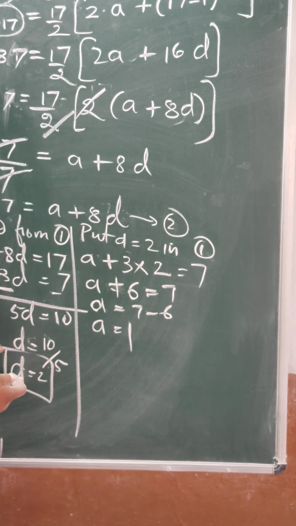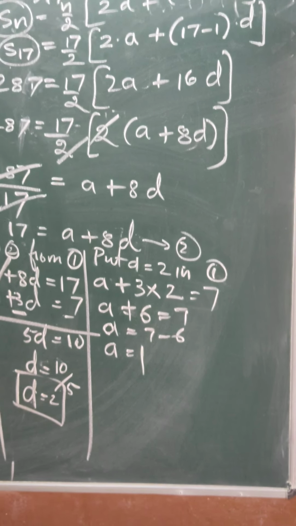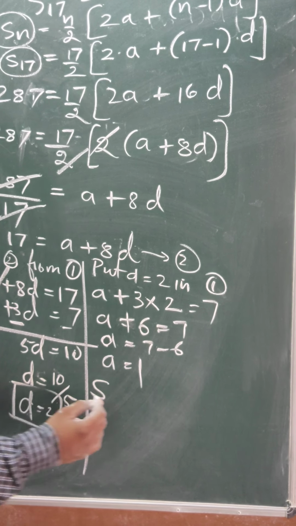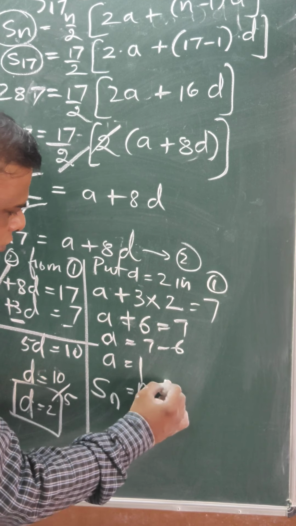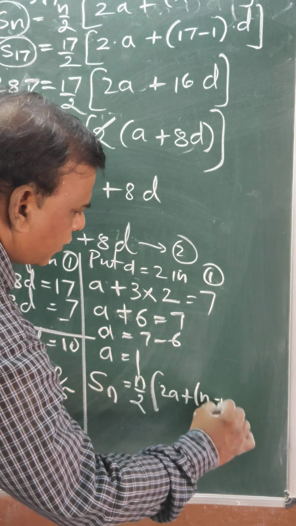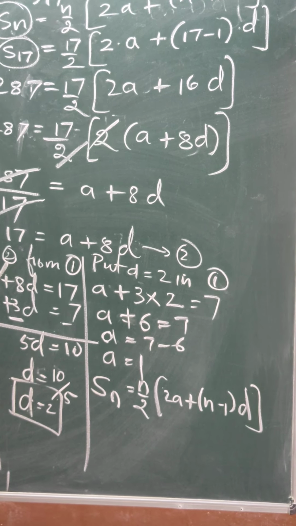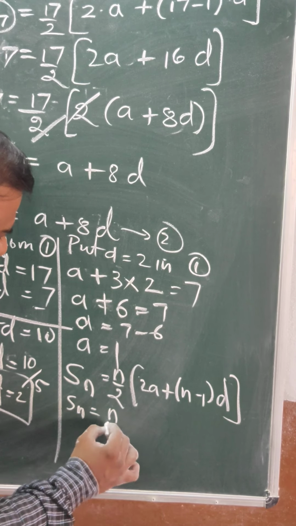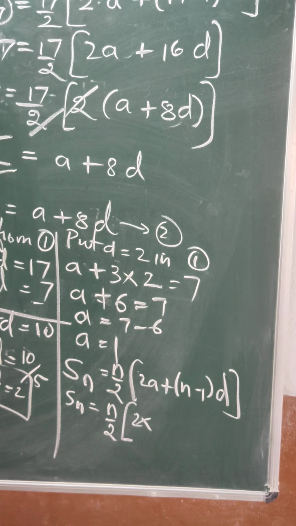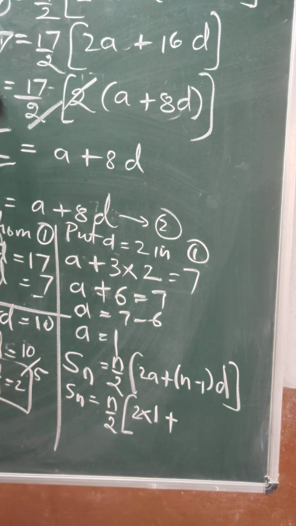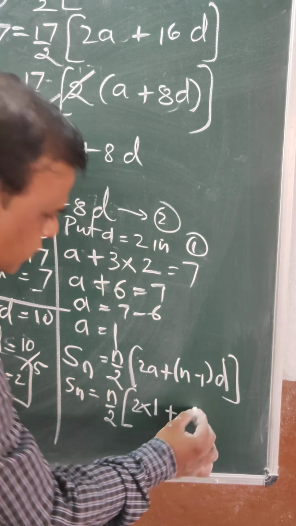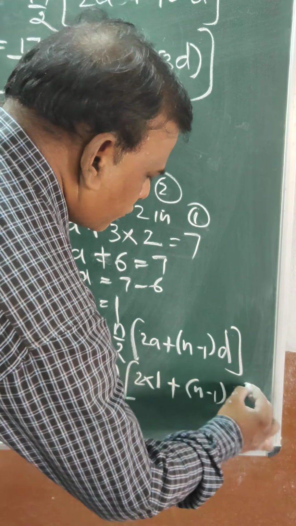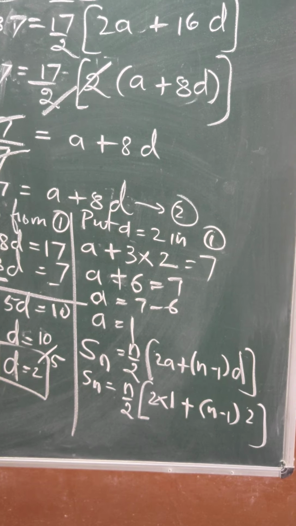So the value of d is equal to 2 and the value of a is equal to 1, and hence you can find out the sum of n terms. So n terms you have to find out, no need to put the value of n. So Sn is equal to n by 2 into 2a plus n minus 1 into d. And if you put the value of a and d, it will become Sn is equal to n by 2 into 2 into the value of a, which is 1, plus n minus 1 as it is into the value of d, which is 2.